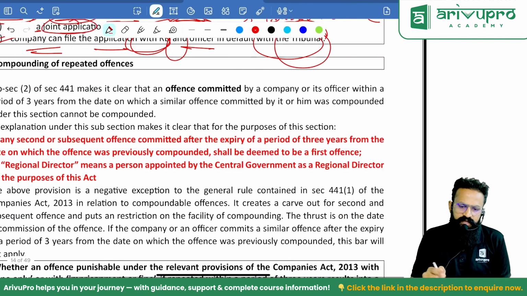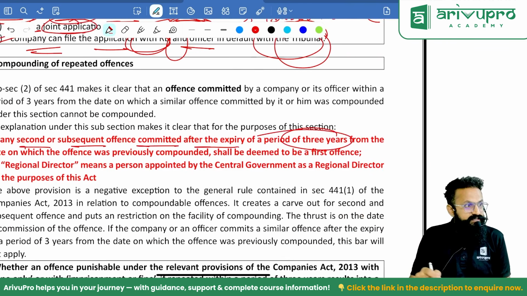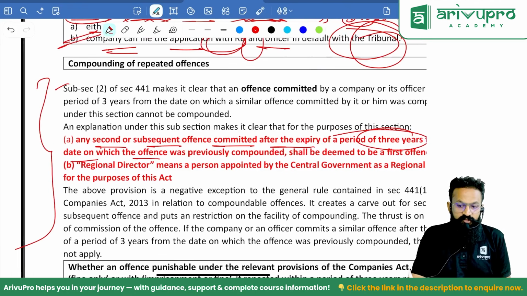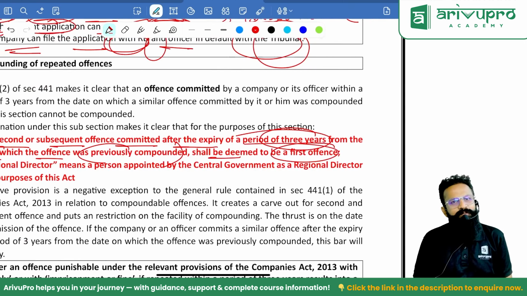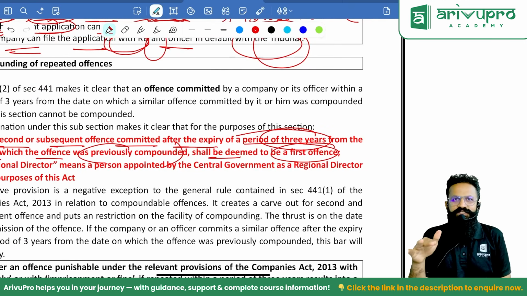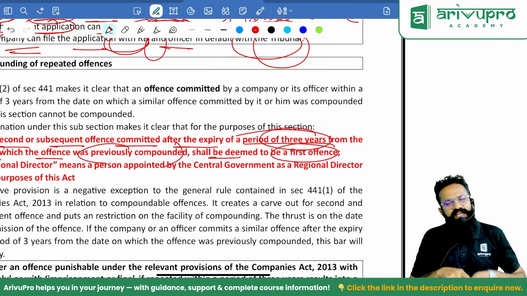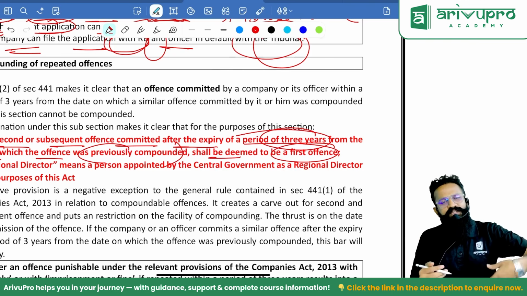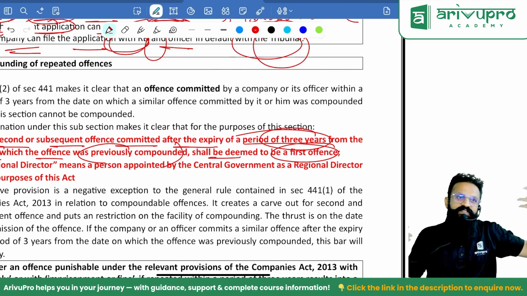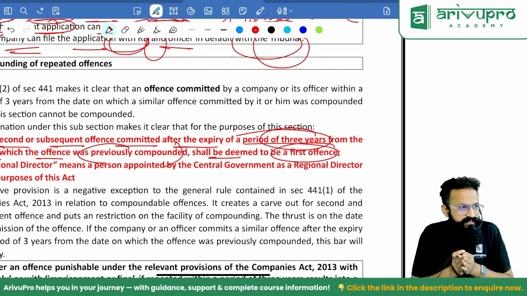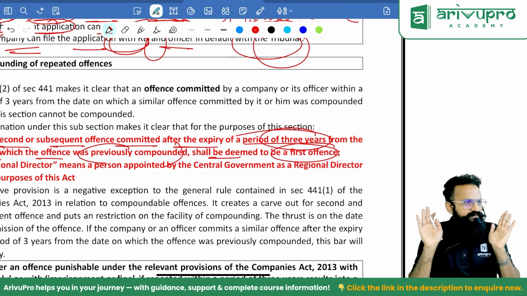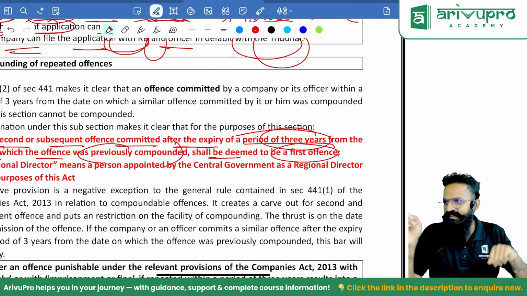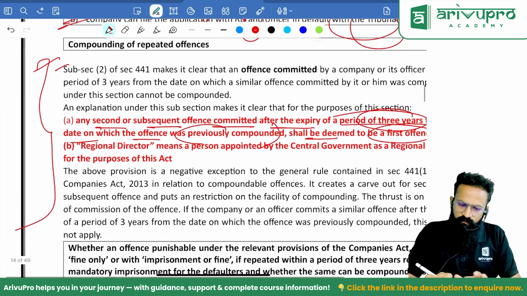Is it clear to all of you? Any second or subsequent offence committed after the expiry of a period of 3 years from the date on which the offence was previously compounded shall be deemed to be the first offence. What do you mean by that? Now, 3 years cooling off is done. In the 4th year, I can again go and file a compounding application for a similar natured offence. It will be treated as if it's my first offence. So for every 3 years, you can keep on repeating your mistake. Allowed. Is this clear to all of you? That is this Section 441.